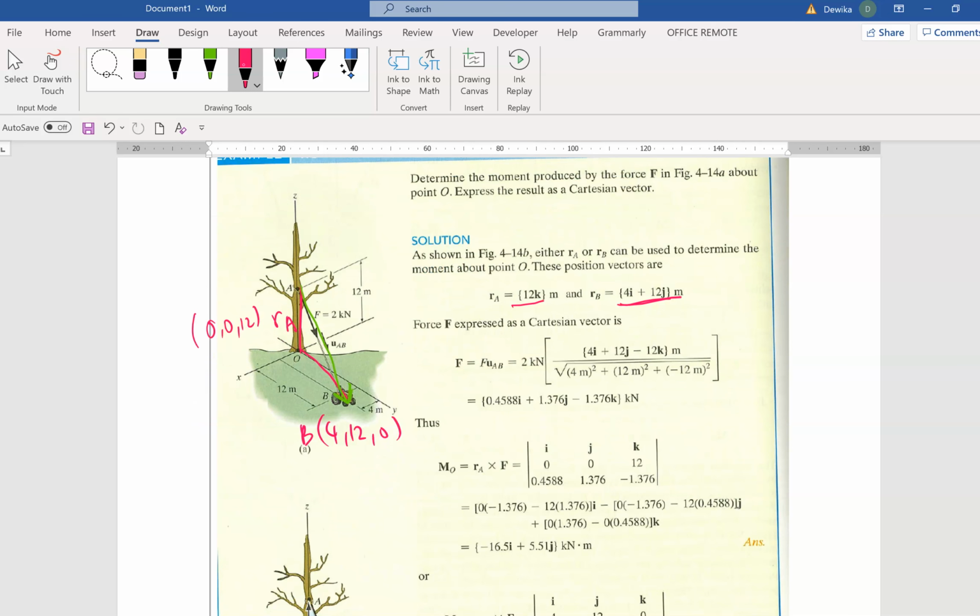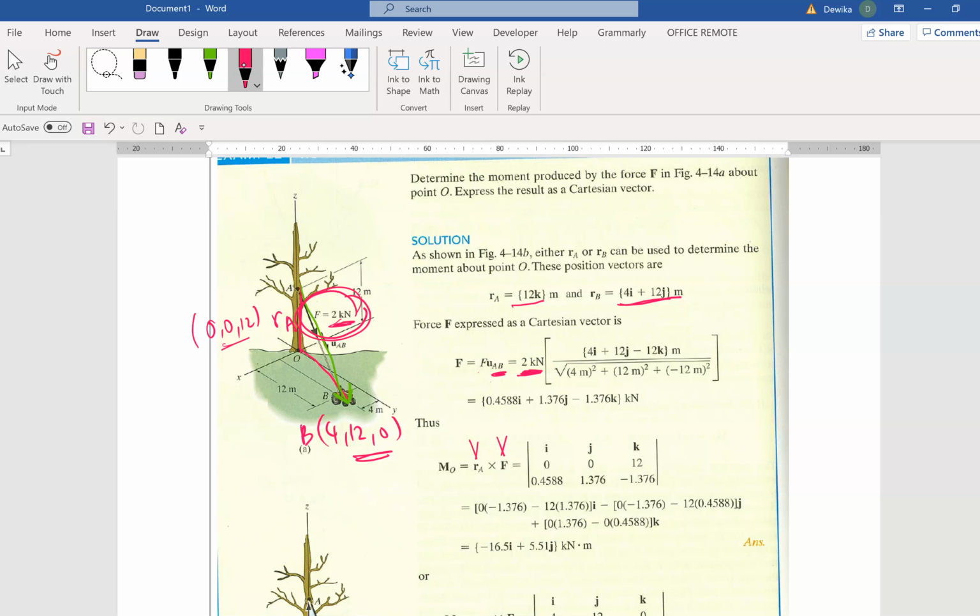Okay, now let's go to F. The F that's given to you is actually in the form of magnitude. It's not sufficient, because for cross product you need to cross between vector and vector. Both have to be vectors, which means what you have got here is only magnitude. You need to convert this 2 into ijk. Okay, so this is the step. This 2 is the magnitude, and then you need to find UAB. So how do you find UAB? Remember, coordinate B minus coordinate A on top.